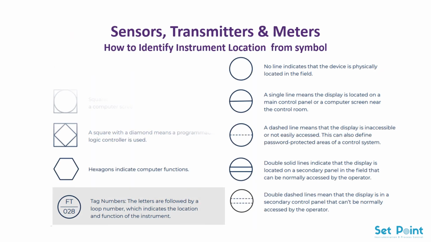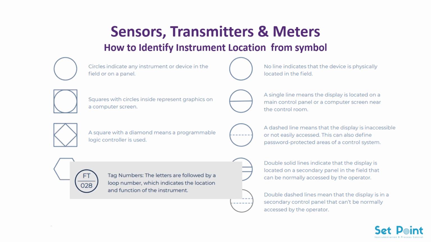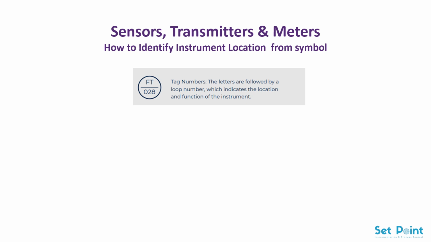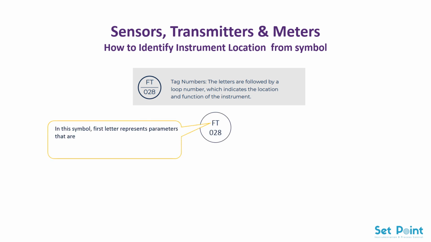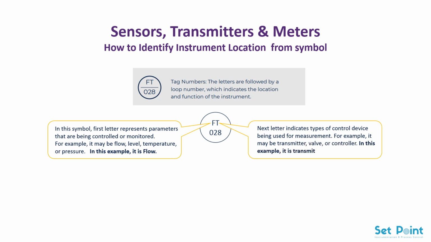Now, let's go into more details and understand the different meaning of the symbols. In this symbol, first letter represents parameters that are being controlled or monitored. For example, it may be flow, level, temperature, or pressure. In this example, it is flow. Next letter indicates types of control device being used for measurement. For example, it may be transmitter, valve, or controller. In this example, it is transmitter.